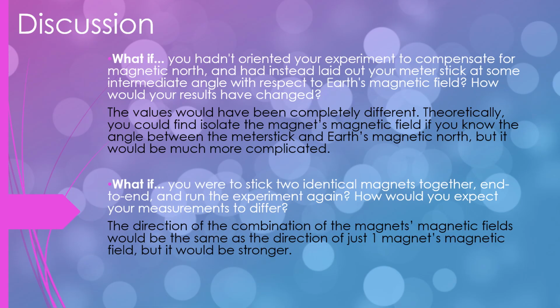And what if you were to stick two identical magnets together end to end and run the experiment again? How would you expect your measurements to be different? And I think the direction of the combination of the magnet's magnetic fields would be the same as the direction of just one magnet's magnetic field, but it would be much stronger.